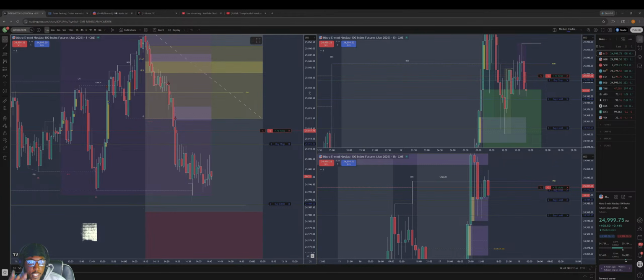So it seems like we got sellers at this level. It seems like we got sellers right here. They just need to get heavy. They need to put their foot on the gas. Yeah, there we go. That's what we want to see from sellers. Come on. Put y'all's foot on the gas, sellers. We want to see y'all start pushing this price lower right here. Let's get heavy and take out that low.